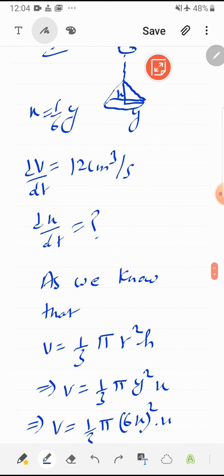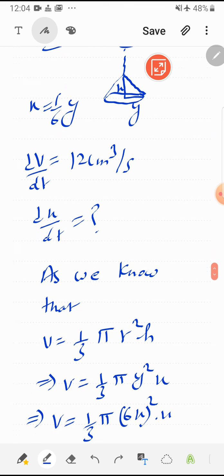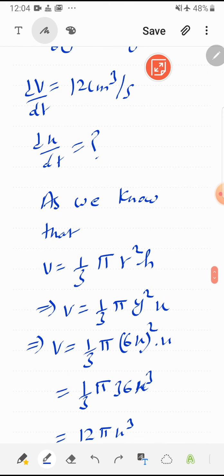Now from mensuration we know that the volume of a cone is 1 by 3 pi r square h. Now as r is y and h is x, putting V is equal to 1 by 3 pi y square x. You can take the symbols r and h also, it's your own wish. I have picked x and y.